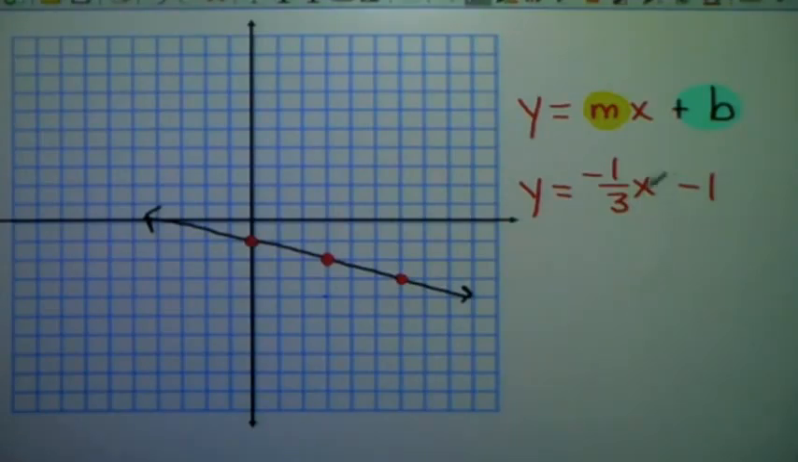One of the most common mistakes is leaving out that x, so make sure that you put your variable back in there so that your equation is perfectly correct.